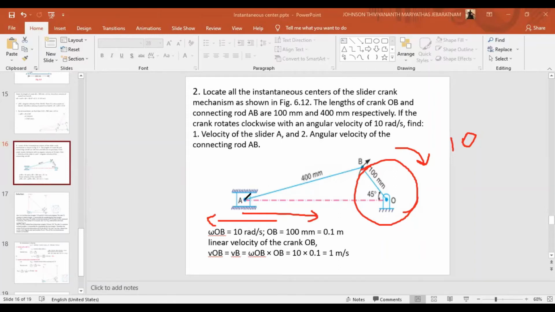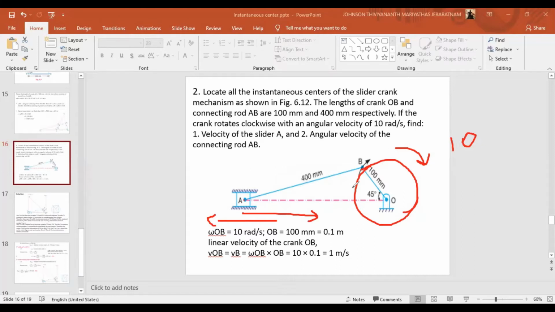Here the slider is going to move only in this direction, so we don't need to worry about the direction. Only finding the velocity of the slider would be fine, and the angular velocity of the connecting rod AB. So we'll start. What are the data given for us? The crank length and its angular velocity. So we need to start from there.